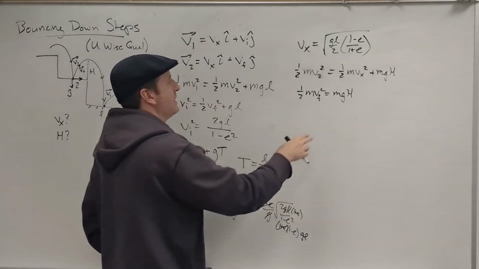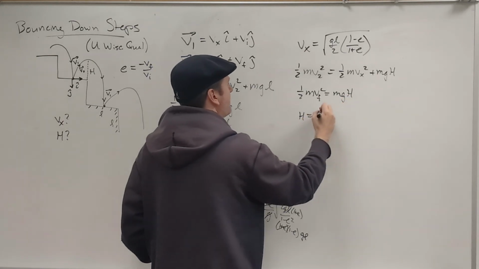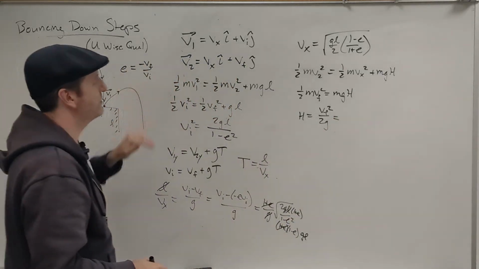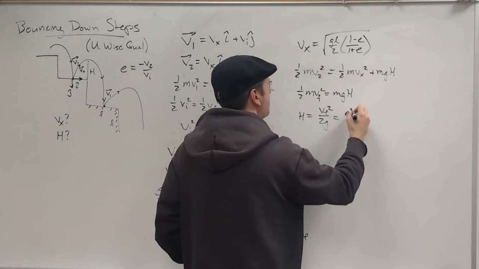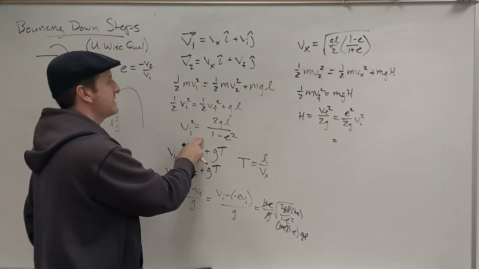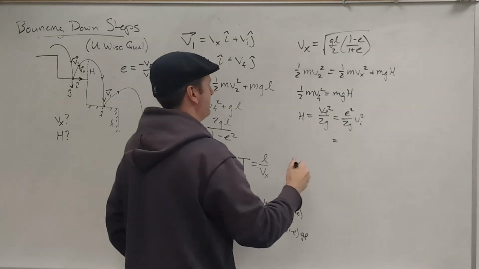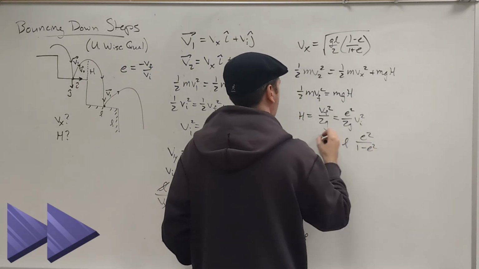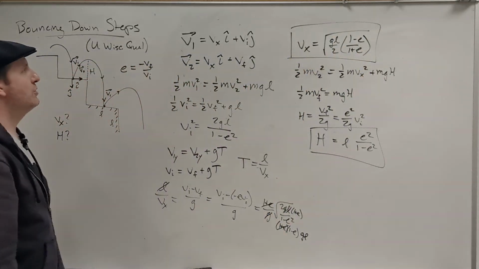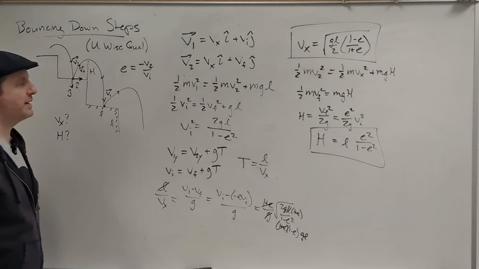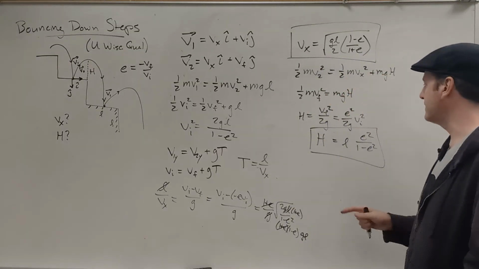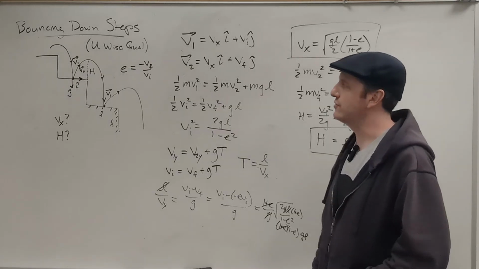Now we can cancel the m's and go solve for h. So h is going to be vf squared over 2g. Vf, as usual, is negative e times vi. So I'll write that as e squared over 2g times vi squared. And finally, we know what vi squared is from this, and the 2g's will cancel. Okay, there we have it. We have our horizontal motion and our max height of each bounce in terms of the parameters of the problem, which are the height/tread of the step and the coefficient of restitution of the ball, QED.